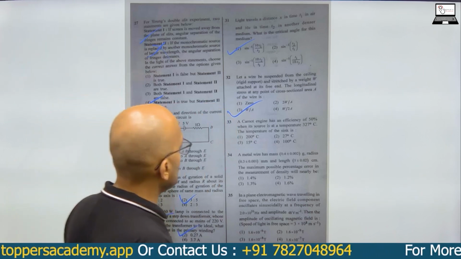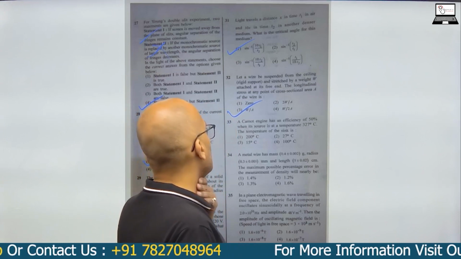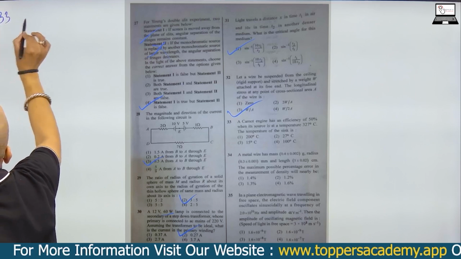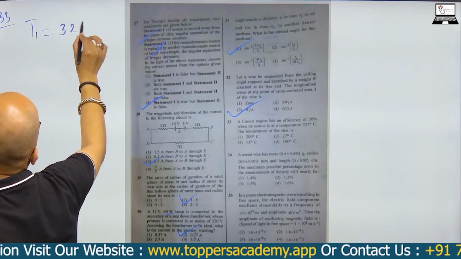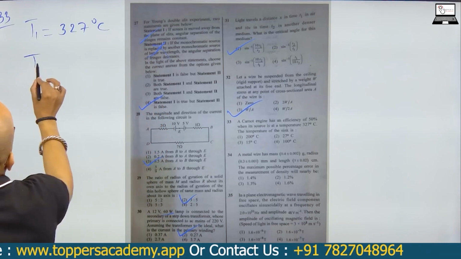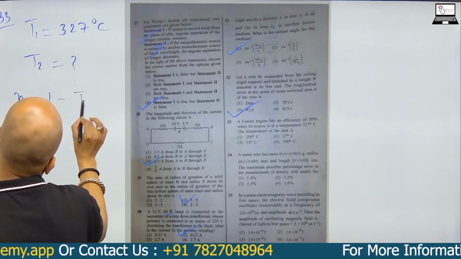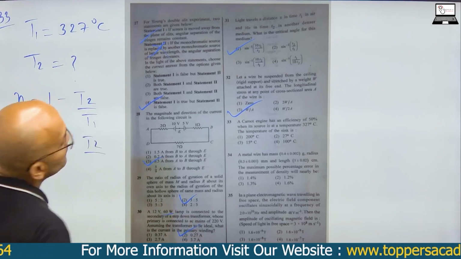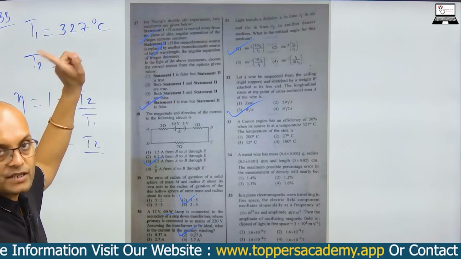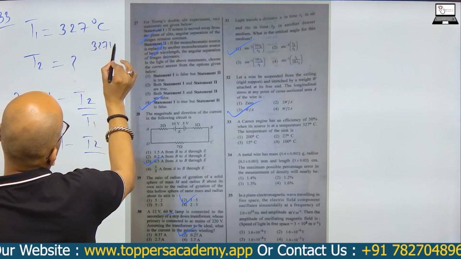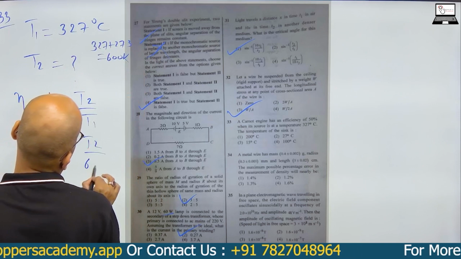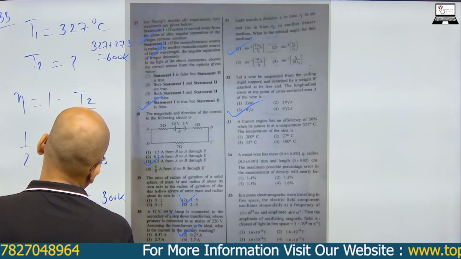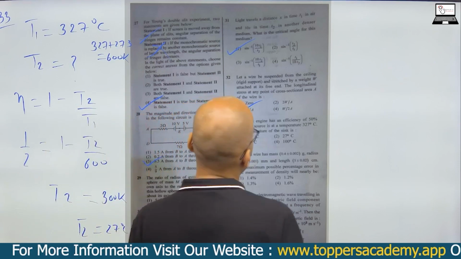Next question. It is saying a Carnot engine has an efficiency of 50% when its source is at temperature T1, 327 degrees centigrade. We have to find T2, temperature of sink. Efficiency is equal to 1 minus T2 upon T1. Efficiency is 50%, converted in fraction 1 upon 2, 1 minus T2 upon T1. And one more thing, you have to keep the temperature in Kelvin. To convert it, 327 plus 273, that is 600 Kelvin. On solving, T2 comes out as 300 Kelvin, that is 27 degrees centigrade, because options are given in degree centigrade. Option 2.